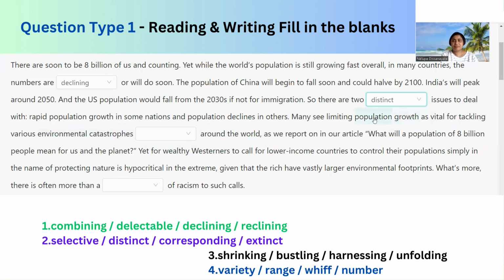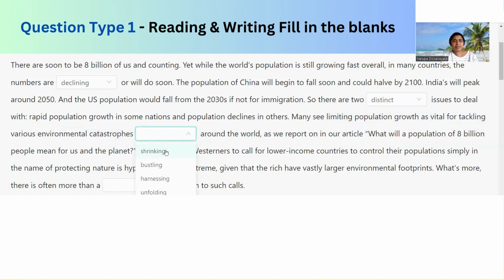So limiting the world's population is really essential for dealing with environmental concerns around the world. Now we will see what can go in here for this blank. Shrinking around the world, to make it a smaller number around the world. Actually, this doesn't go in here based on the meaning. Now, bustling. What is bustling? Bustling is basically busy. So it also doesn't go in here based on the meaning.